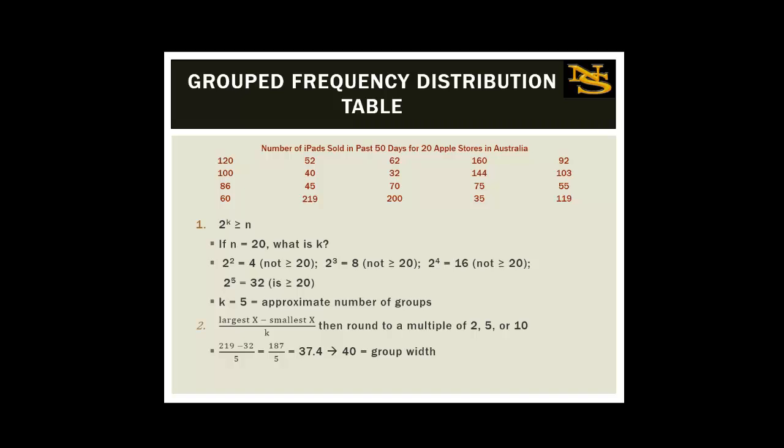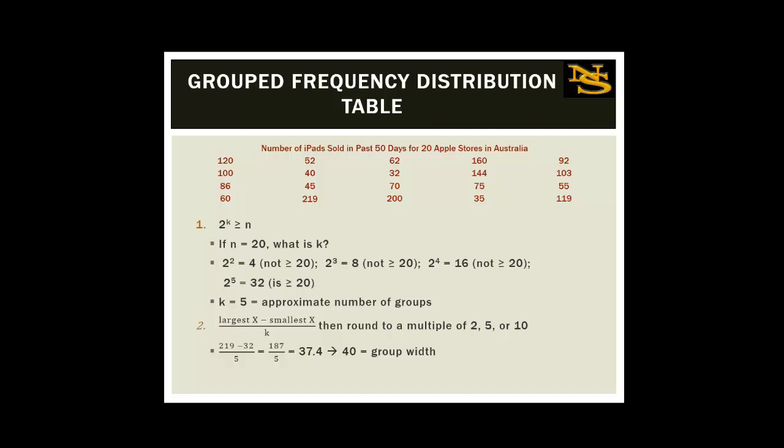So let's start with the 2^k greater than or equal to n rule, and I have lowercase n here because we're calling this a sample of stores. We're just looking at Australia, not every single store. And let's say that we are not interested in every single store. Okay, 2^k greater than or equal to n rule. We've identified the sample size as 20 stores. So what exponent of 2 will give us a value that's greater than or equal to 20? Well, 2 squared is 4. That's not cutting it. That's not greater than or equal to our sample size of 20. 2 cubed is 8.